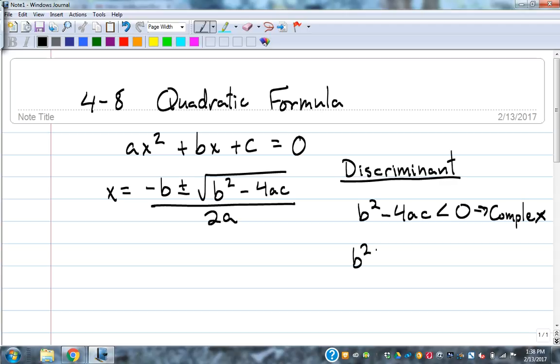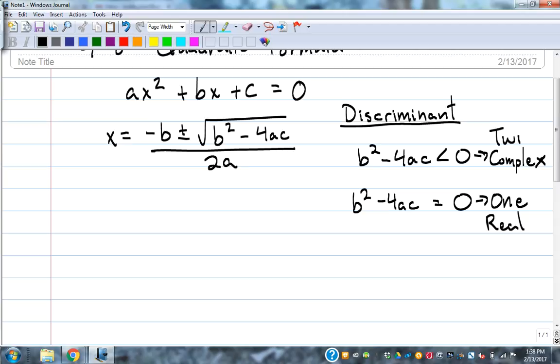If that discriminant, b squared minus 4ac, is equal to 0, we'll have 1 real solution. We'll write 2 there. 2 complex solutions. If b squared minus 4ac is not equal to, but greater than 0, we'll have 2 real solutions.